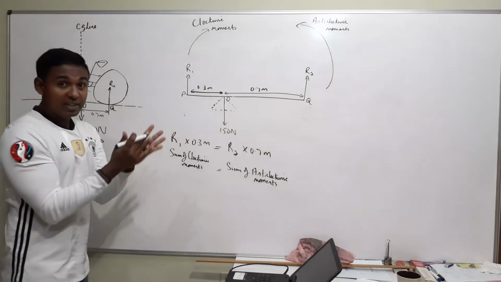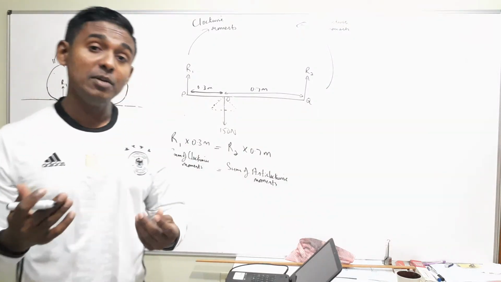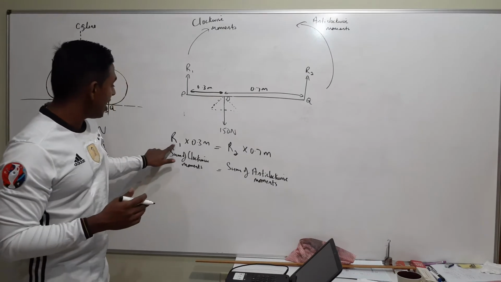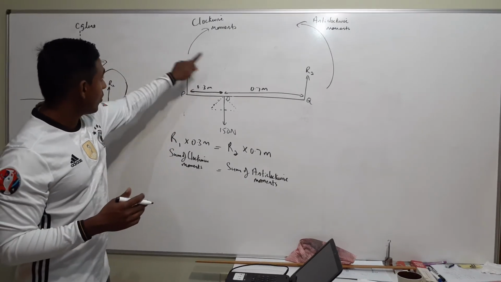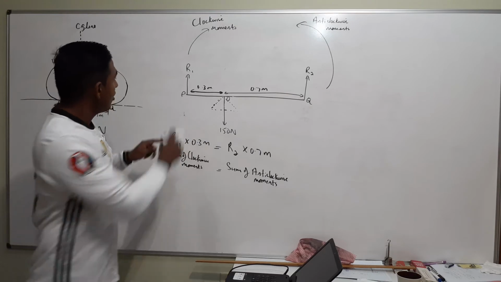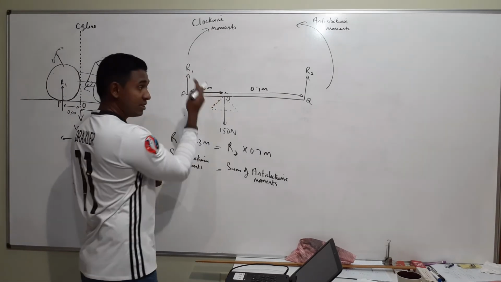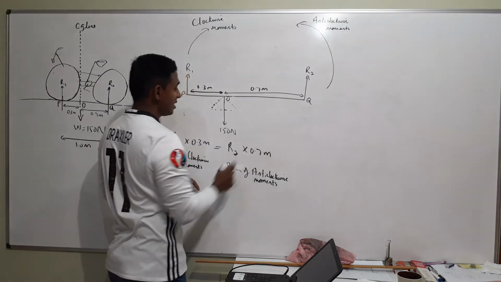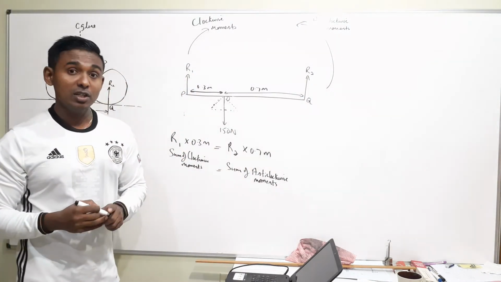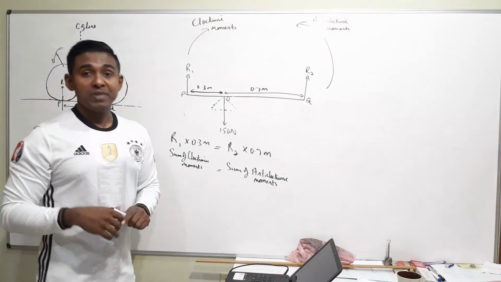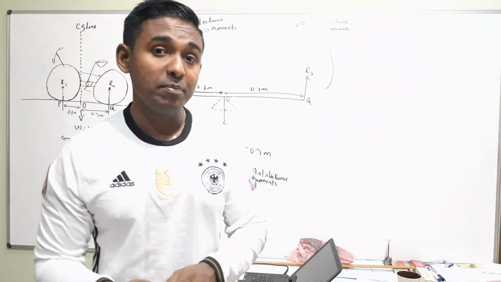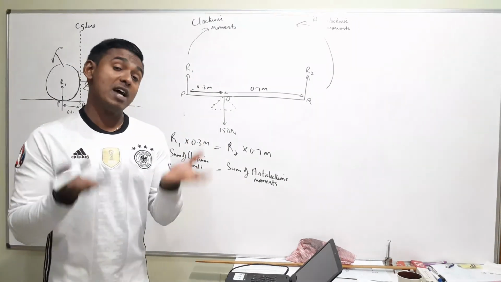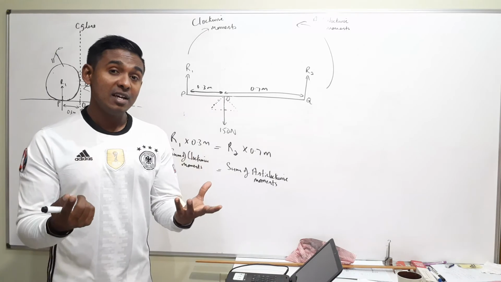So we use one of the conditions of equilibrium, which is the principle of moments, and we came up with this equation: R1, which is the clockwise moments, multiplied by 0.3, force by distance. R1 is the force, this is the distance, R2 is the force, this is the distance, and we came up with the first condition for equilibrium. Now, there's another condition for equilibrium, and of course that is forces in one direction equal forces in the opposite direction.